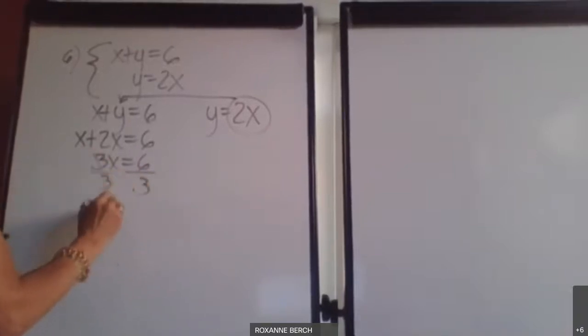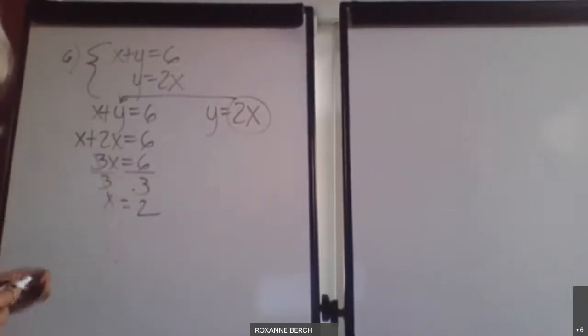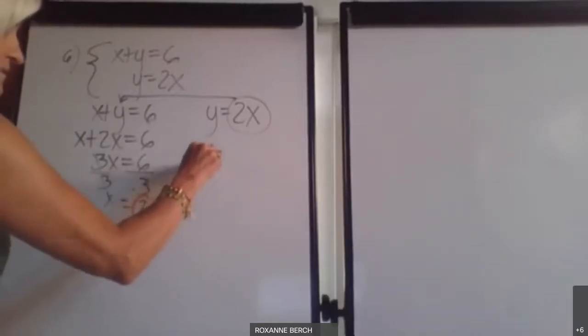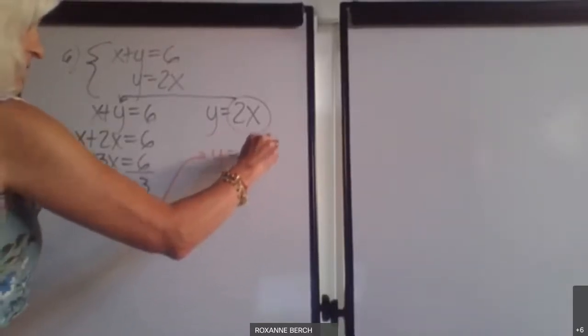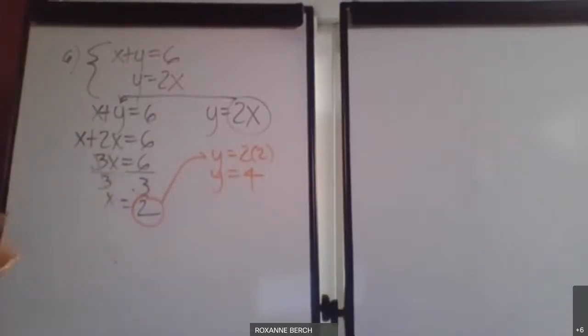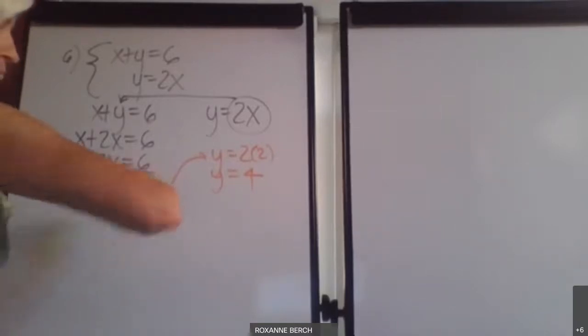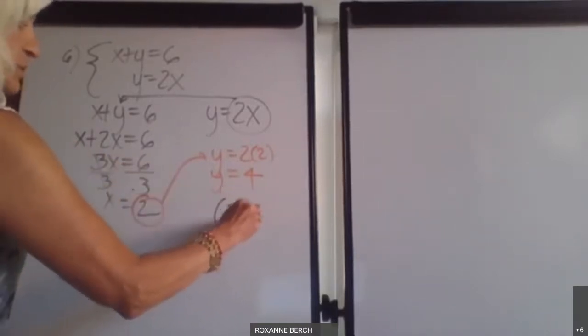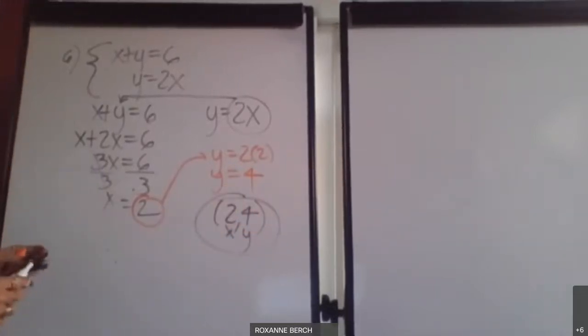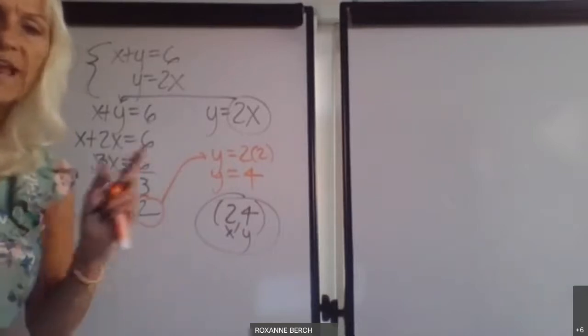Did you guys get x equals 2? Yes. All right. And so after you do that, you have to find the y, right? So what's your answer? 2, 4. 2, 4, x, y. Okay, let's do another one.